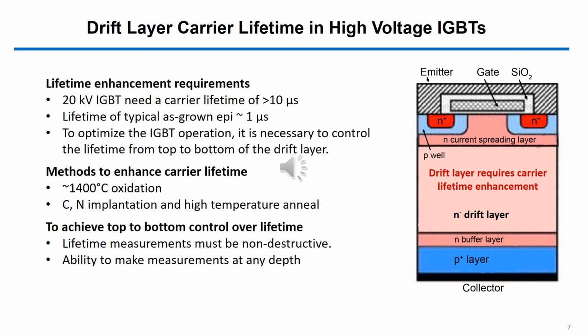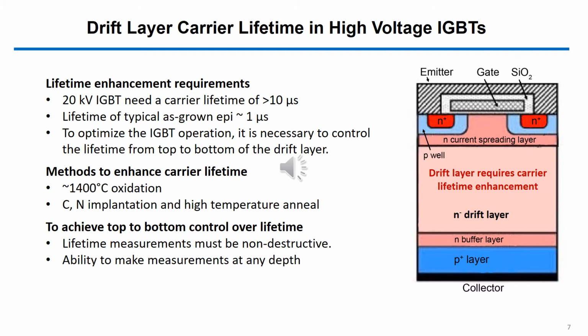This slide starts the second topic. It includes a summary of the carrier lifetime properties needed for a 20 kV IGBT. In particular, it probably needs a lifetime greater than 10 microseconds. Compare that to as-grown epitaxial layers, which are about 1 microsecond. And to optimize the IGBT operation, it is necessary to control the lifetime from top to bottom of the drift layer.